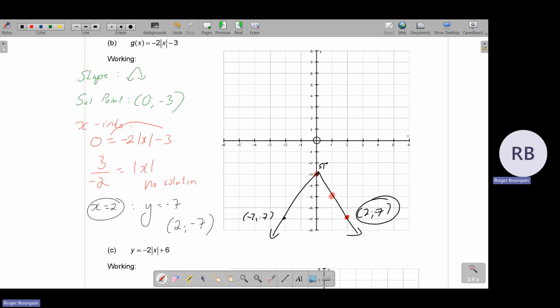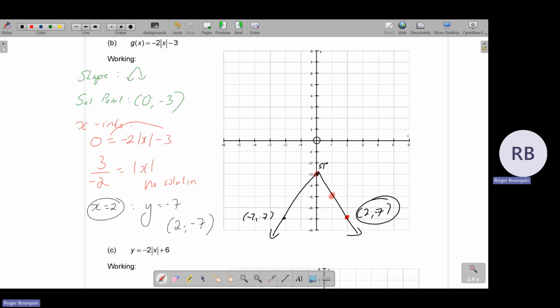Have you taken the domain, range, axis of symmetry? Sort of like that now. Minutes. Yeah, but that's it, okay? So after that.